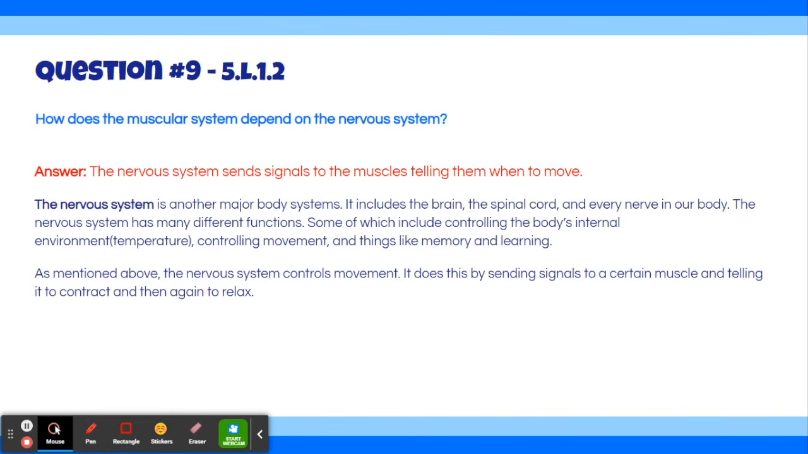Some of them include controlling the body's internal environment or temperature, controlling movement, and things like memory and learning. As mentioned above, the nervous system controls movement, so it does this by sending signals to a certain muscle and telling it to contract, then again to relax.